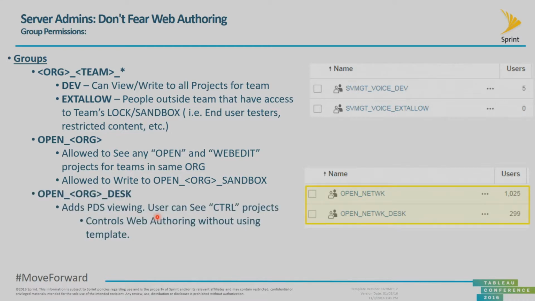And the last group we have is called open org desk or open network desk. This is where we assign our desktop users to. But it's not just to identify desktop users. This is how we can control what people are web authoring. Because if you're not in that group, you don't see any of the control folders. You don't see any of the data sources. So when you web author, all you see is workbooks that you can start with. That way we don't have people grabbing all these different data sources and just starting to web author without knowing exactly how much they're querying and what they're building.